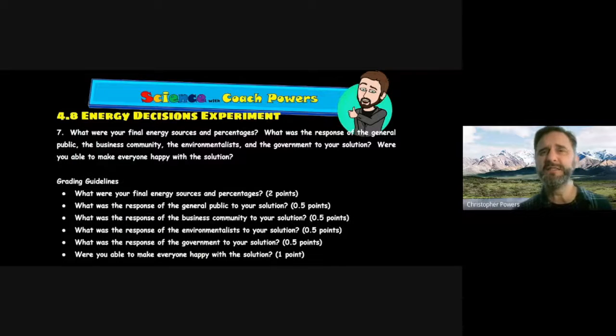Now, that's seven. That's six. I'm sorry, seven. What were your final energy sources and percentages? What was the response of the general public, the business community, the environmentalists, and the government to your solution? Were you able to make everyone happy? Okay. What were your final sources and percentages from your lab? What was the response of the general public to your solution? What was the response of the business community? What was the response of the environmentalists to your solution?